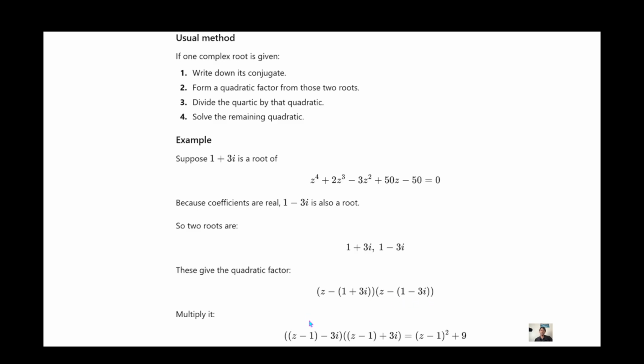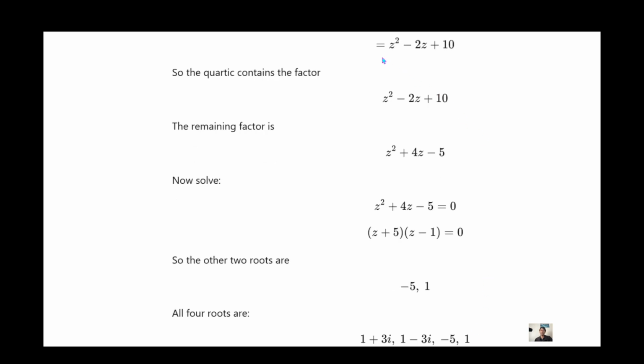These give the quadratic factor z minus 1 plus 3i and z minus 1 minus 3i. We multiply them and we get z minus 1 minus 3i multiplied by z minus 1 plus 3i is equal to z minus 1 squared plus 9, which is then equal to z squared minus 2z plus 10. So the quartic contains the factor z squared minus 2z plus 10. The remaining factor is z squared plus 4z minus 5.